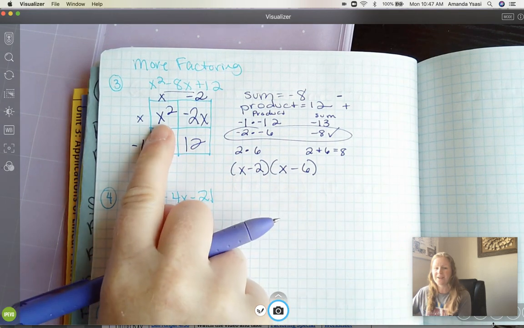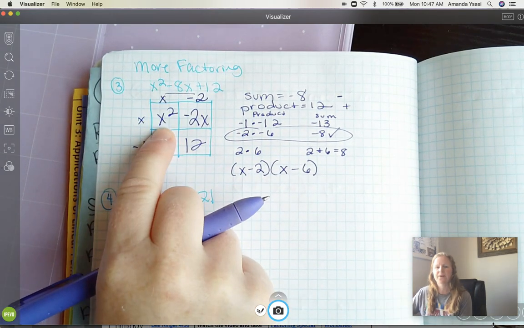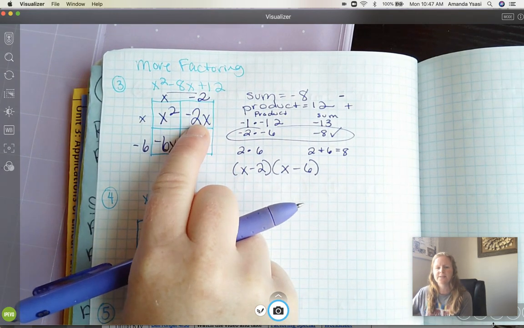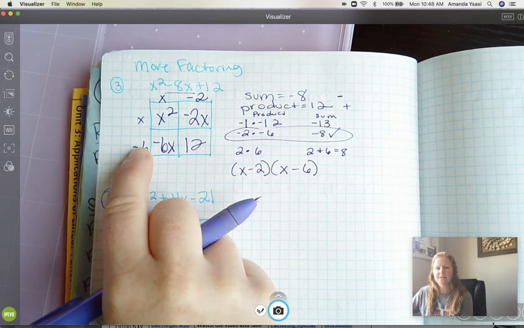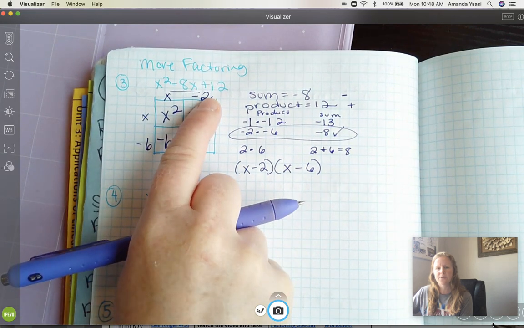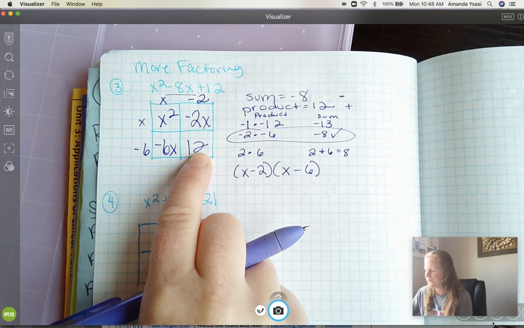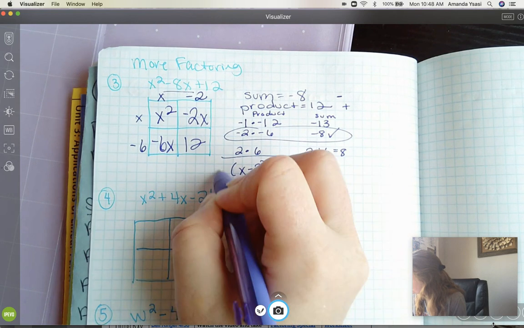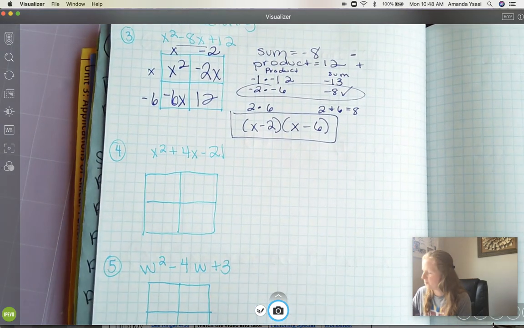And the proof is right here. X times x gets x squared. X times a -2 gets -2x. -6 times x, -6x. And -6 times a -2 gets a positive 12. Okay. All right, let's go to example 4.